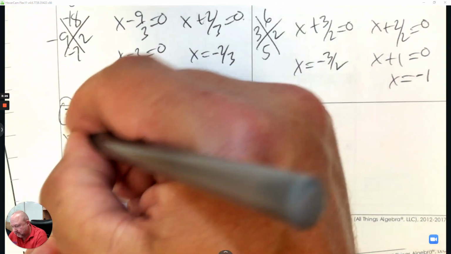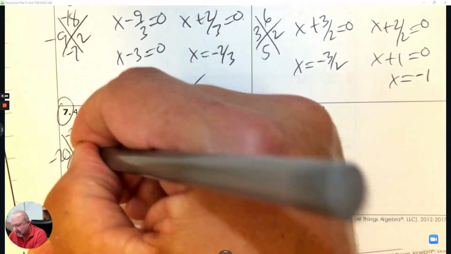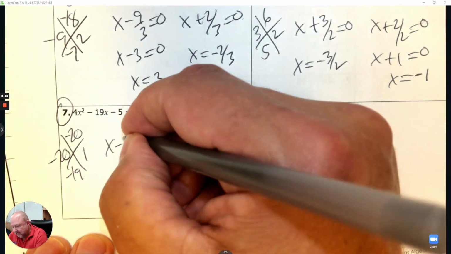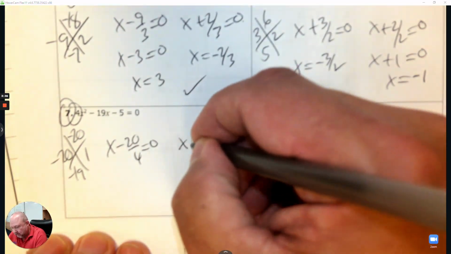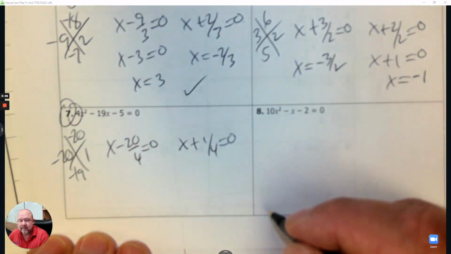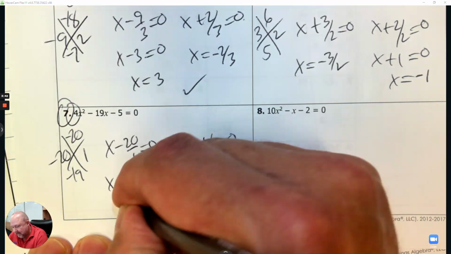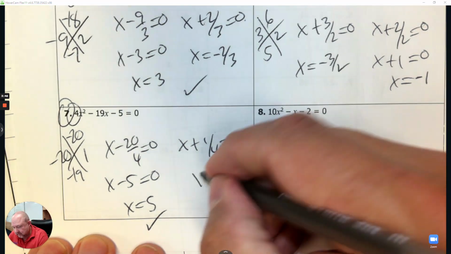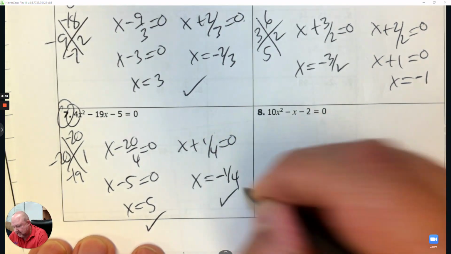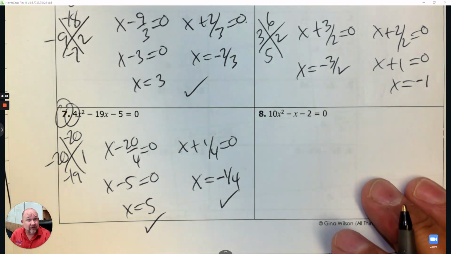So 4 times negative 5 is negative 20 and negative 19. The two numbers are negative 20 and 1. So with negative 20, I divide it by 4. For positive 1, I divide it by 4. So 20 divided by 4, and then add 5 to the other side. Did you get positive 5? Here, subtract the fraction to the other side, and you have your two answers, positive 5 and negative 1/4. Did you get it right?